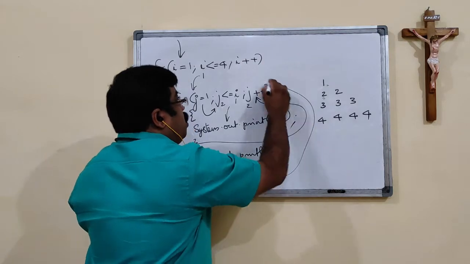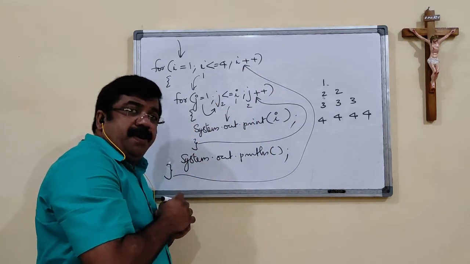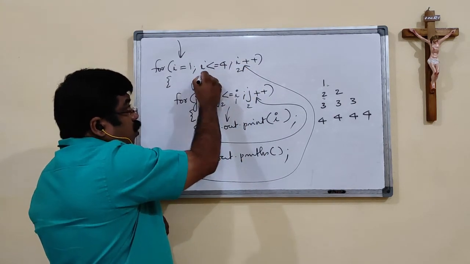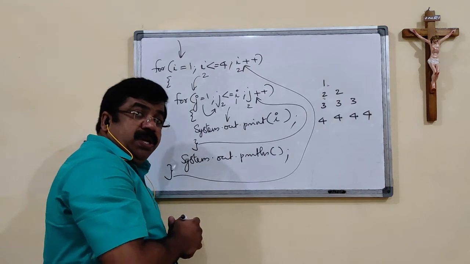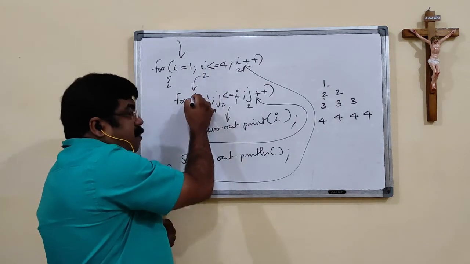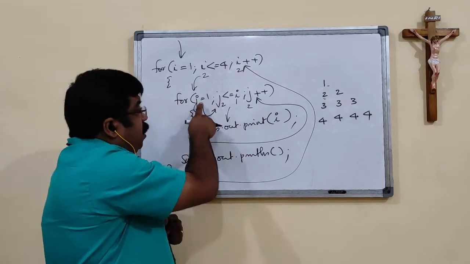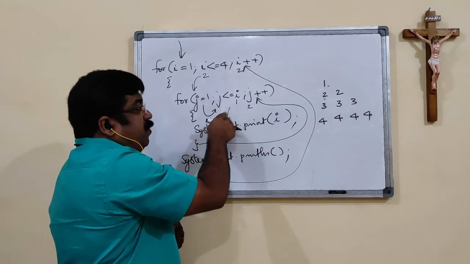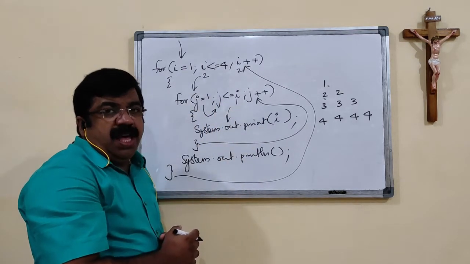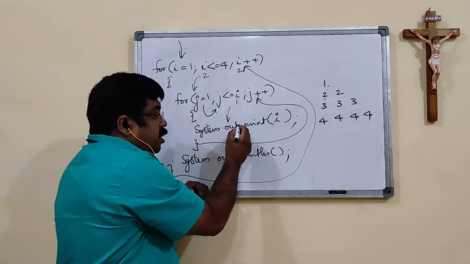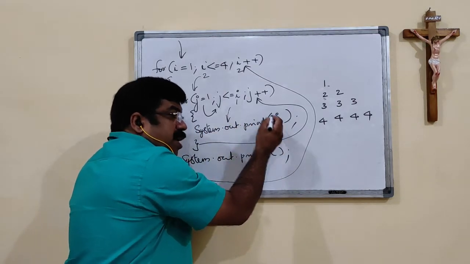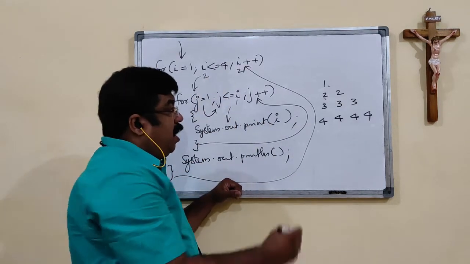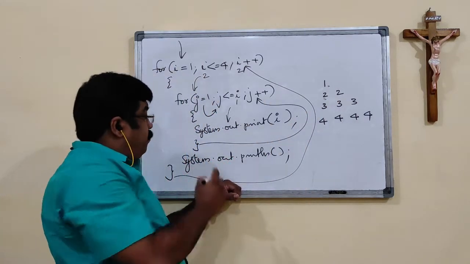Okay, now what happens? i is getting updated. i was 1, i became 2. 2 less than 4, the condition is true. Since the condition is true, we are coming from the top to the body. j gets reinitialized with a fresh value 1. The previous value of j is overwritten with the new value, and it is getting into the body and printing. So print i. What was the value of i? i is 2. 2 is printed 1 time.